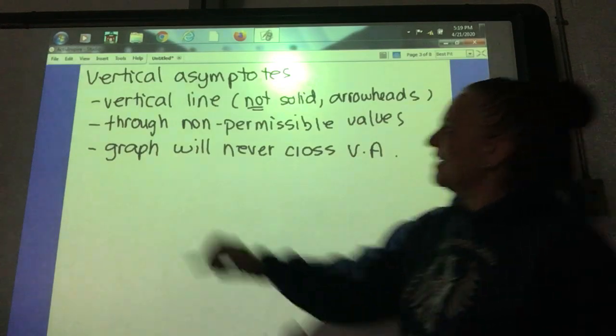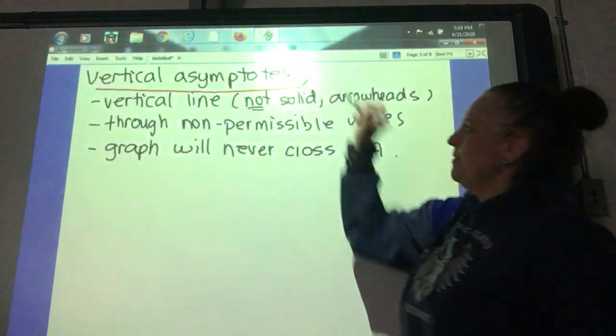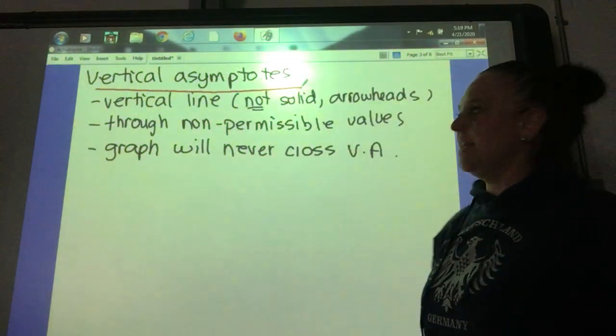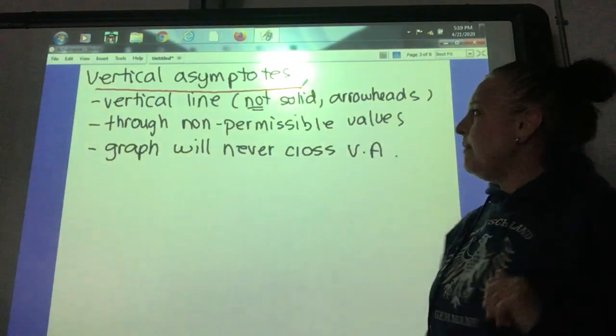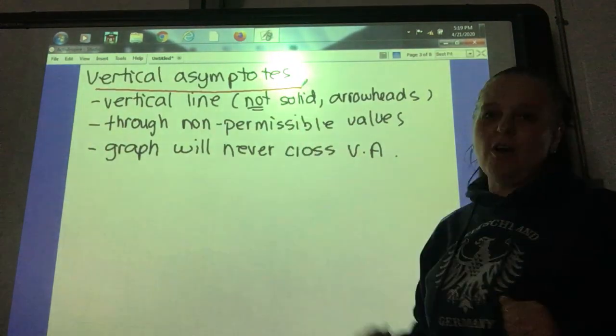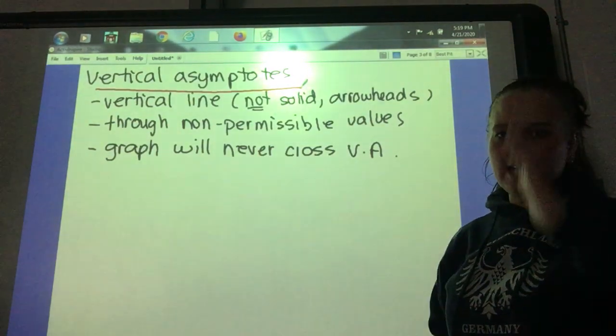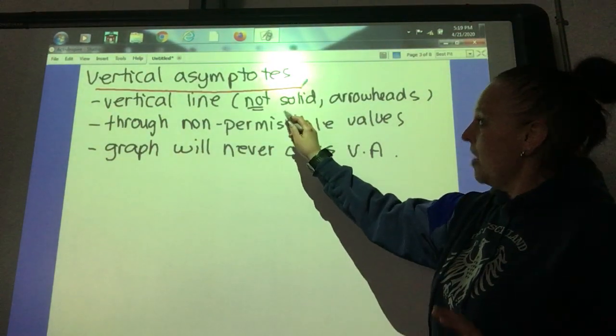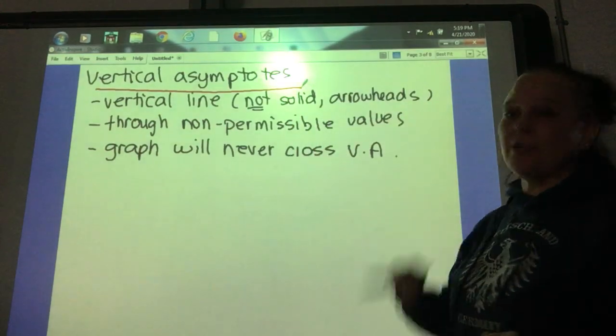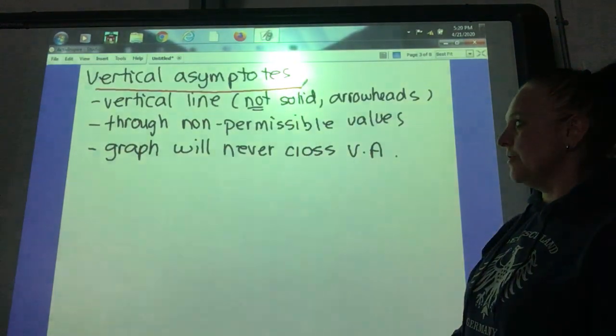You'll get it. Okay, so what is a vertical asymptote? It's a vertical line, obviously, like the name says, vertical asymptote, vertical line. But when we draw it, it cannot be solid. It has to be dashed or dotted. So that's a communication error if you draw it as solid. So it's dotted or dashed, and it should have arrowheads to draw a proper vertical asymptote.